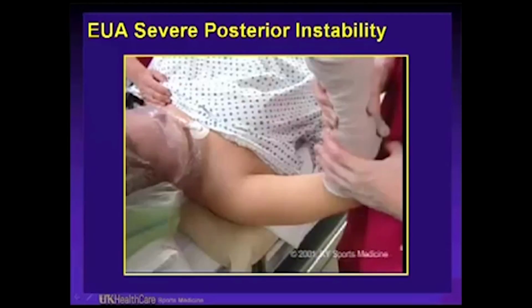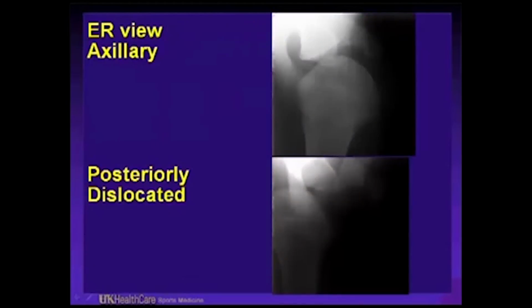So she's more unstable posterior, which would be the direction that we're going to particularly look at and fix if we can, either an open way or arthroscopic. So you can see her jumping posteriorly out the back when we're examining her under general anesthesia. So this is her view, her externally rotated view, axillary lateral view, and then this is a posterior dislocation, which we rarely see on the axillary lateral view, but in her case we could see it.